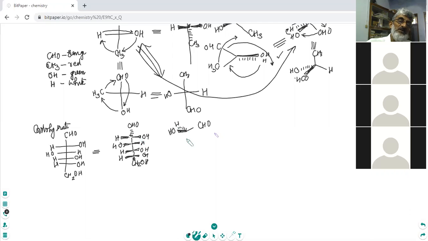Now you do the same thing with all of them. Here the H is in the front, and here is OH. Next carbon, OH is in the front. Next carbon, again OH is in the front. That means H is in the back side. And you have the CH2OH here.